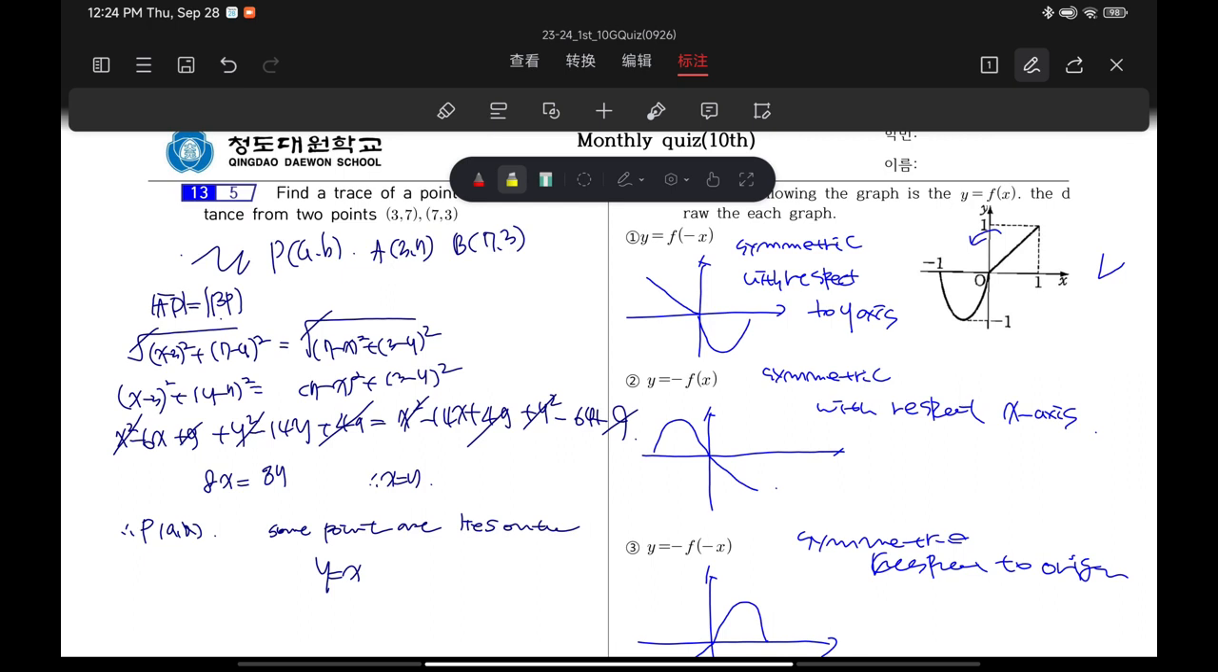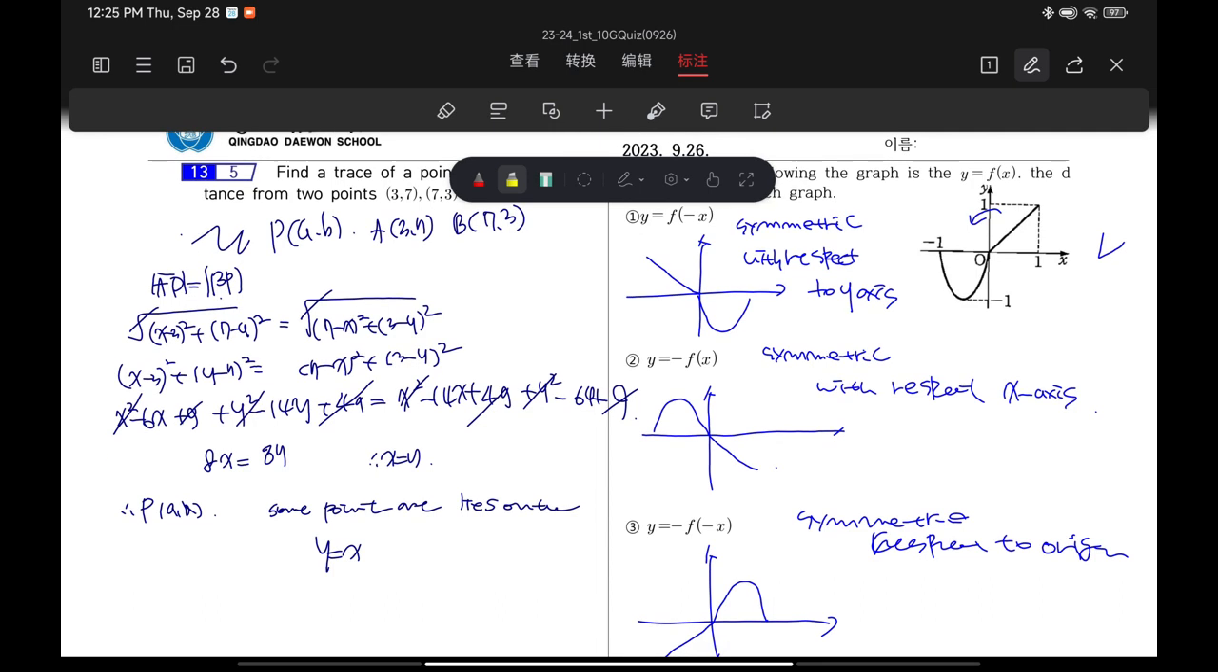So eliminate the same terms, the x squared and y squared, and the 9 and 49 also. So two terms remain. Isolate x and y on both sides: add 14x and 14y to both sides. Then the remaining terms are 8x equals 8y. So divide by 8, x equals y. So the answer is P(a, b), such as (a, a) or (b, b). So it means the points P lie on the line y equals x.